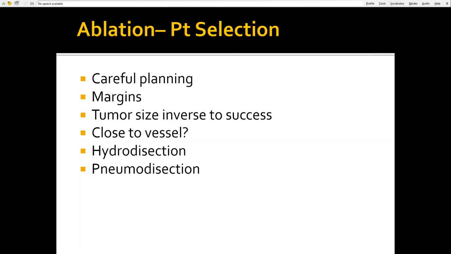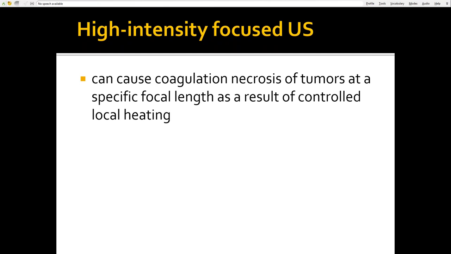What about hydrodissection? Sometimes you've got to push structures out of the way. You've got to get the loop of bowel out of the way. You've got to get the spleen out of the way. Whatever it is, you might have to utilize some additional maneuvers in order to kill your tumor. Sometimes you've got to use air. It just depends. And I'll show you some cases here where we've had to use those.